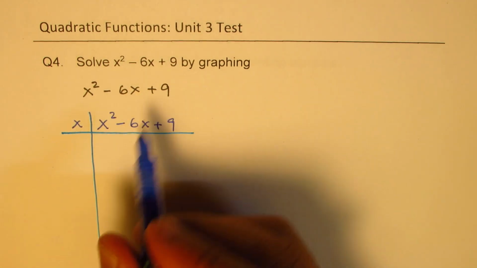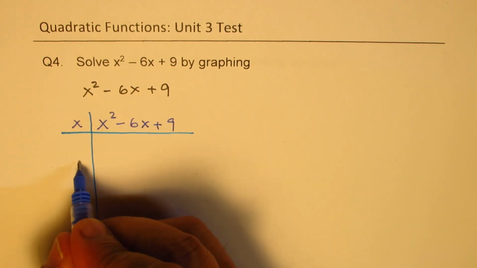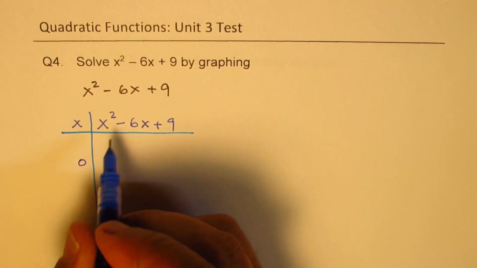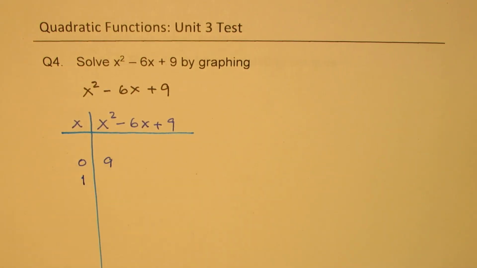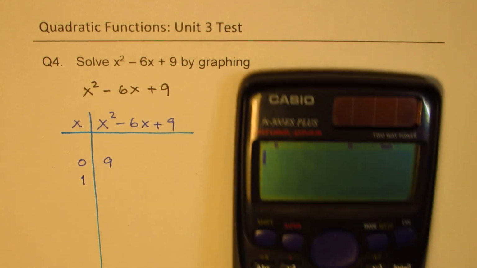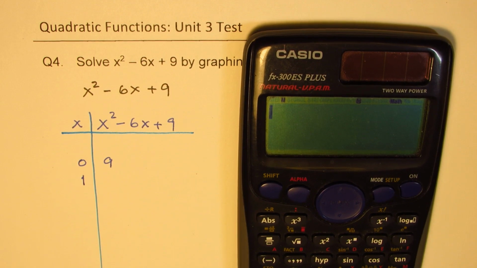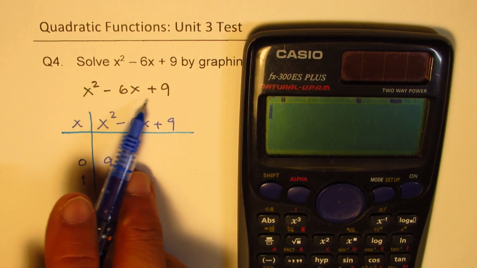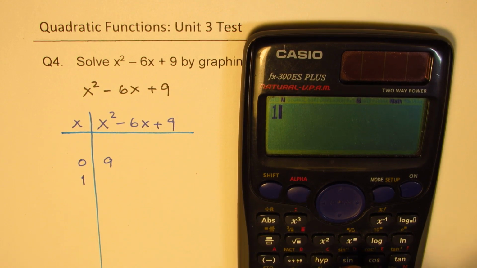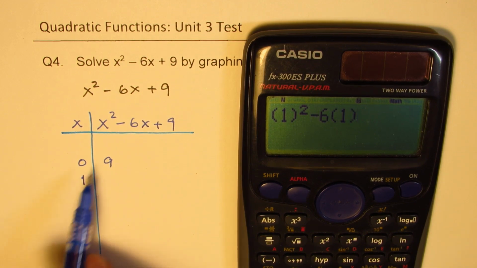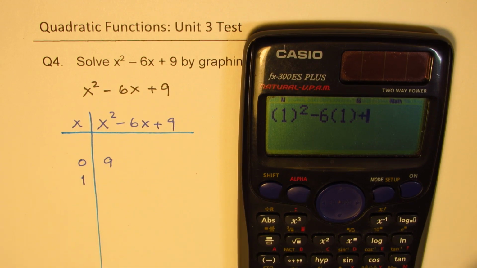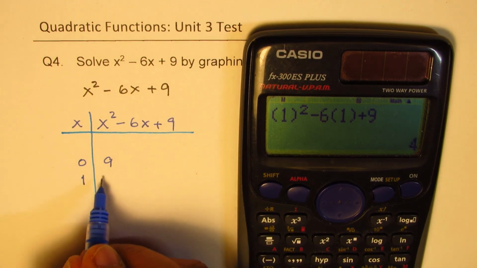So let's begin with simple values. We can always write down, for example, 0 gives me 9, right? Now if I write 1 here, what do I get? I'll use a calculator and I'll show you how easy it is to calculate multiple values. So the function here is x squared minus 6x plus 9. So we'll write here 1, it's good to use brackets, right? When we are writing a general function, we'll write within brackets 1 squared minus 6 times, within brackets again, 1. I'm substituting 1 for x, right? Plus 9. And that gives me a value which is 4.